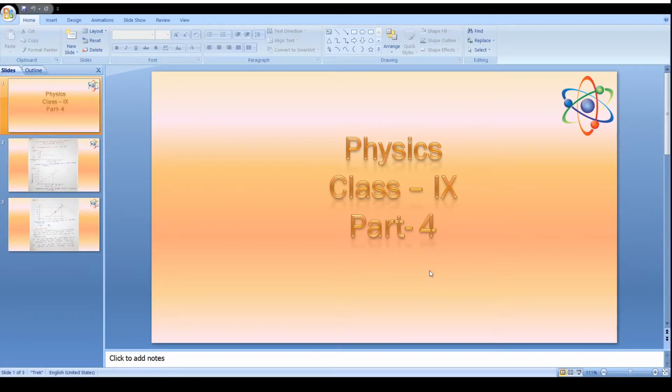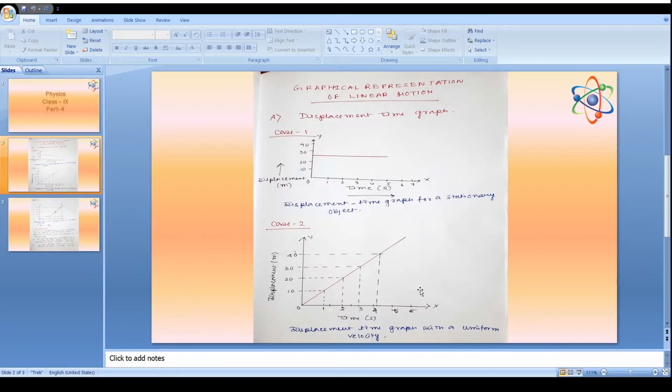In this part of the video, I will discuss the displacement time graph. In the displacement time graph, the time is taken on the x-axis and the displacement of the body is taken on the y-axis. From this graph, we can determine the velocity of the body. Since velocity is a ratio of displacement and time, the slope of the displacement time graph gives the velocity.